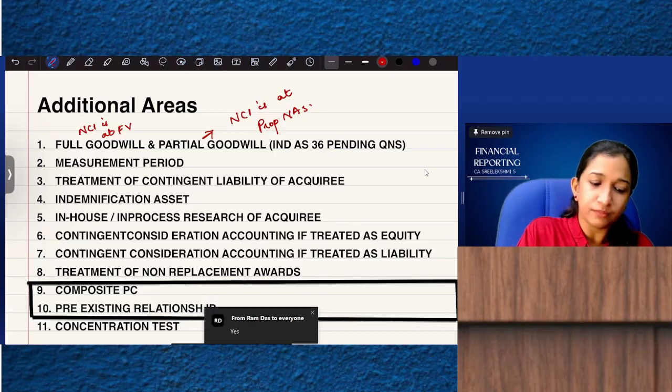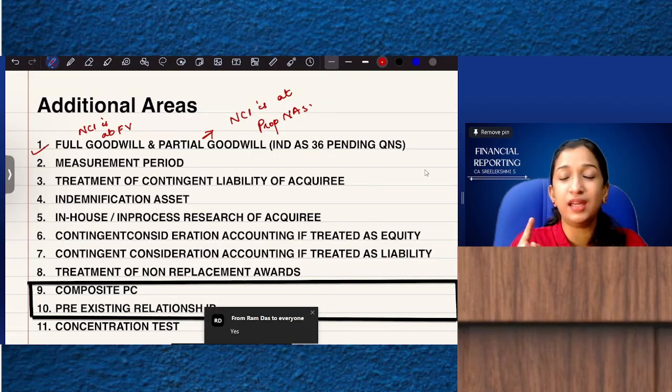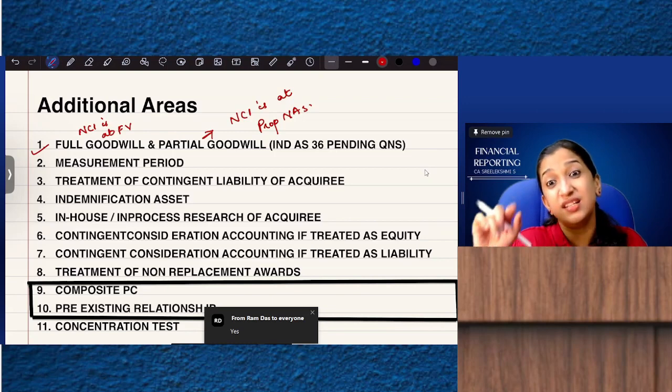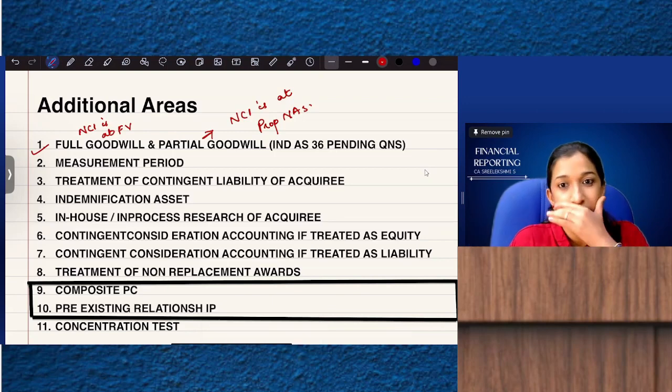So in consolidation, we'll see impairment of full goodwill and impairment of partial goodwill. What are the adjustments? In consolidation, our next area, we'll find that.